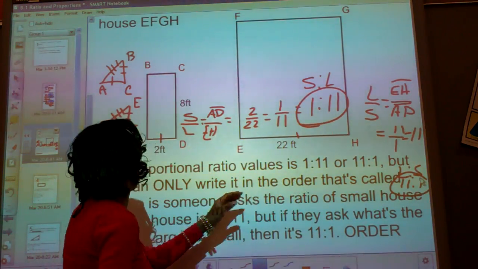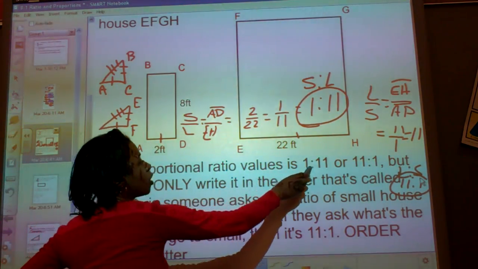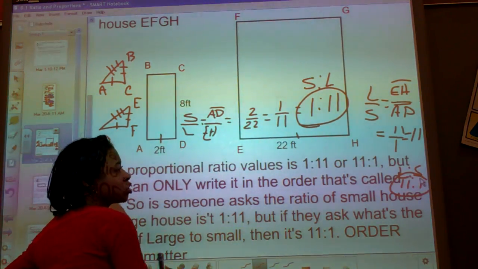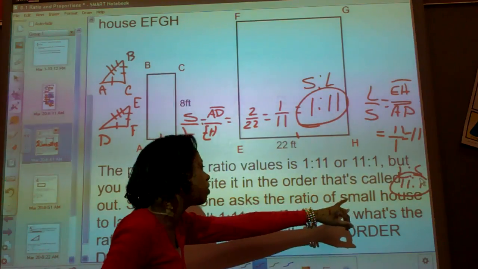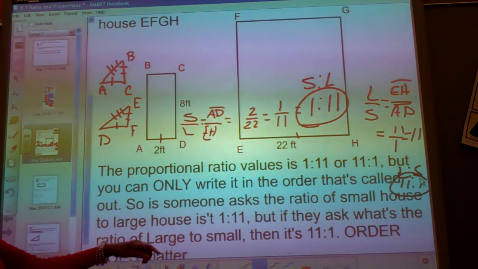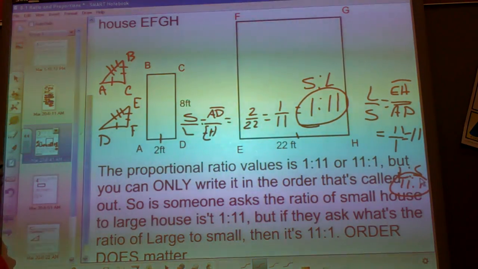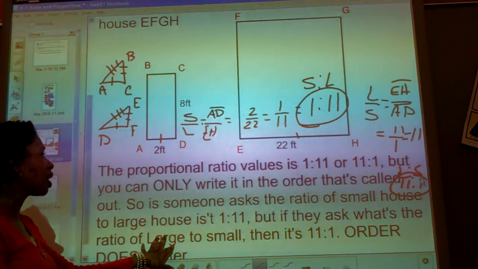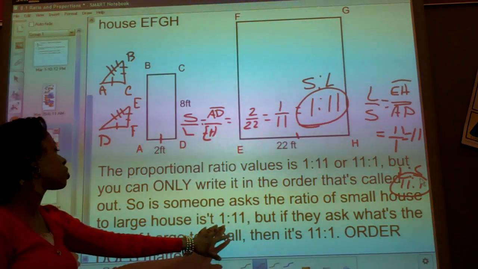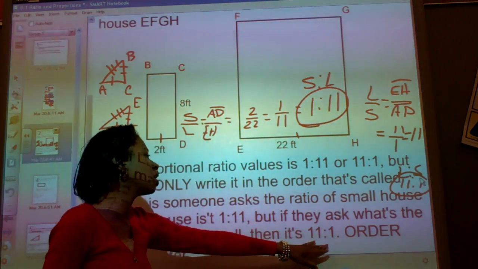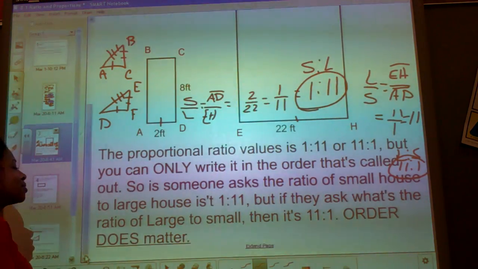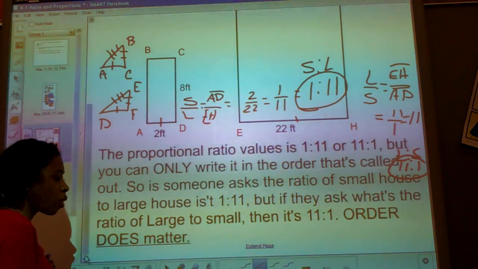So in this particular case, the proportional ratio is 1 to 11, or, simplifying the fraction, 11 to 1. But as I stated, you can only write it in the order that it's called out. So if someone asks for the ratio of small house to large, it's going to be 1 to 11. But if they ask what's the ratio of large to small, then it's going to be 11 to 1. Order does matter. You will get it wrong.